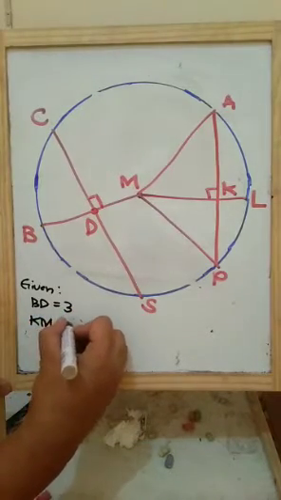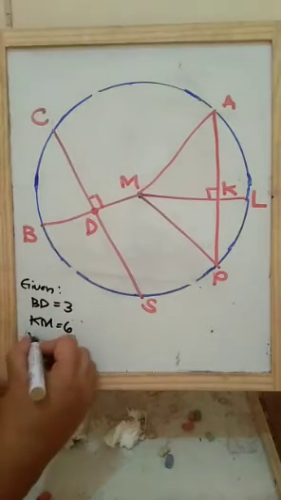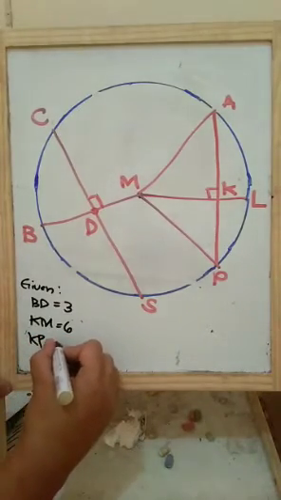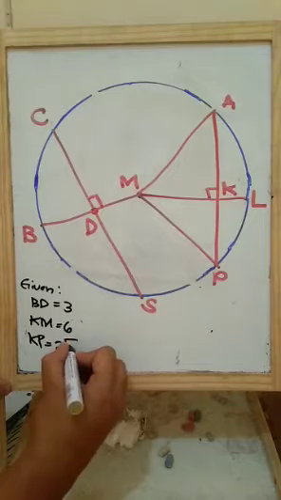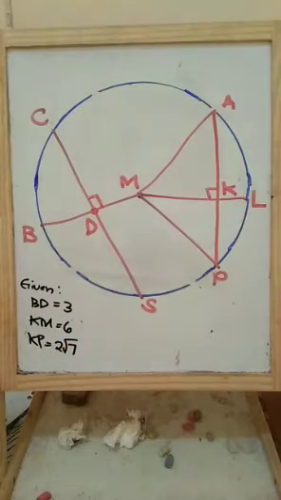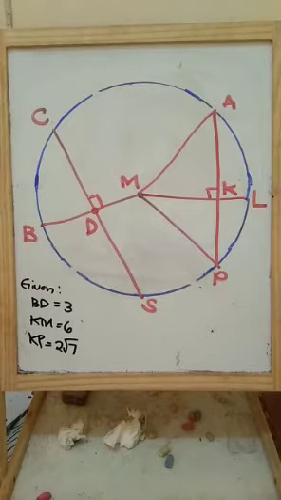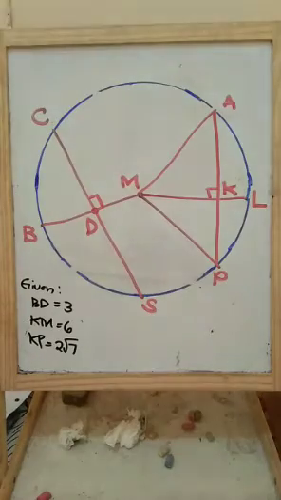KM measures 6. And KP measures 2 times the square root of 7. Doon sa module ninyo, ang nakasulat dyan, 27, ha? Hindi, 2 square root of 7 yan, kasi doon sa figure, 2 square root of 7 ang nakasulat. So, i-label muna natin isa-isa, okay?